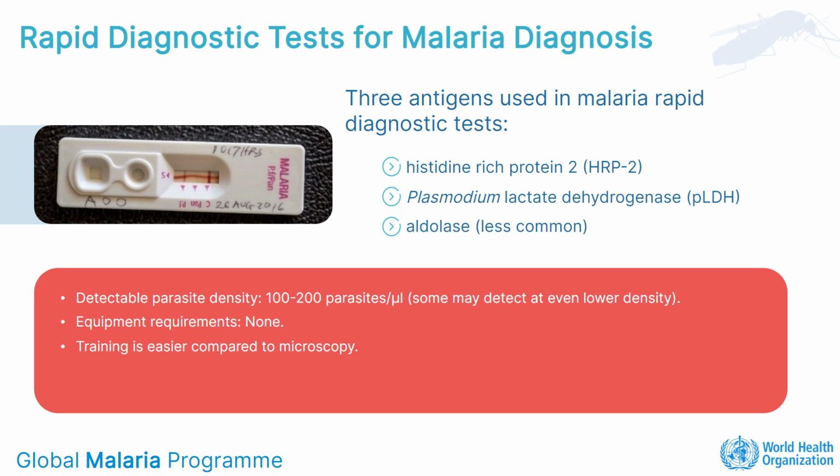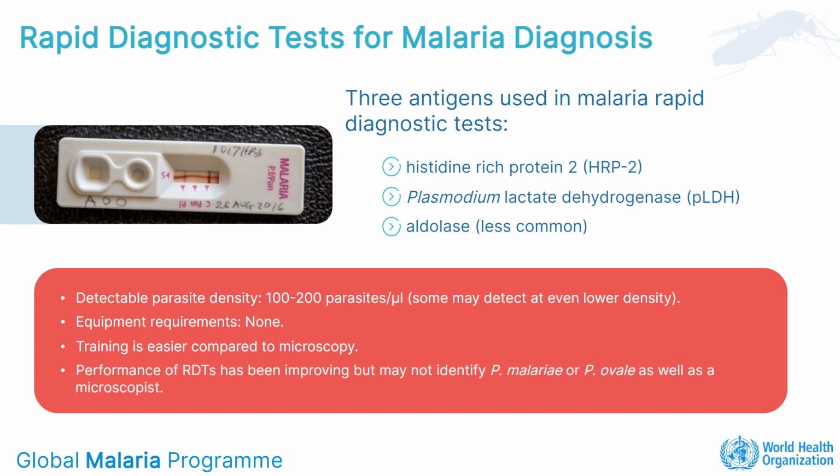Because of these properties, RDTs have revolutionized malaria diagnosis and treatment in health centers around the world. While some of the early RDTs had problems with accuracy, the performance of RDTs for both falciparum and Plasmodium vivax has improved over time, as we'll see on the next slide. However, there remain some limitations in the detection of Plasmodium ovale and Plasmodium malariae, and there are currently no RDTs that can distinguish Plasmodium knowlesi.